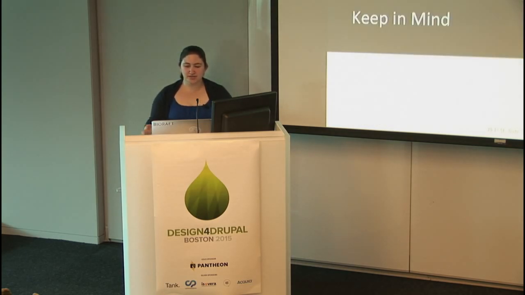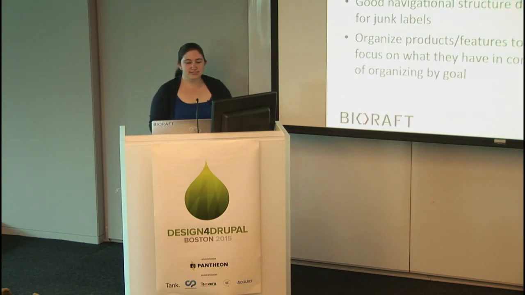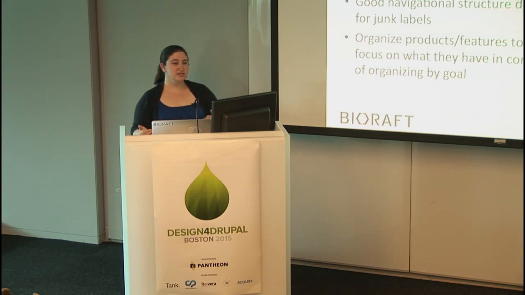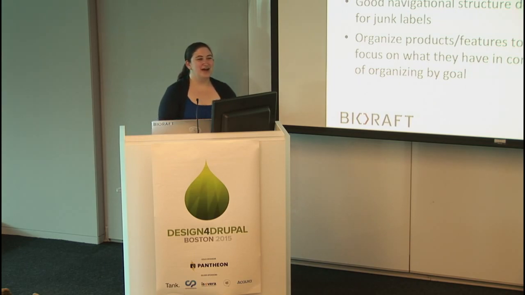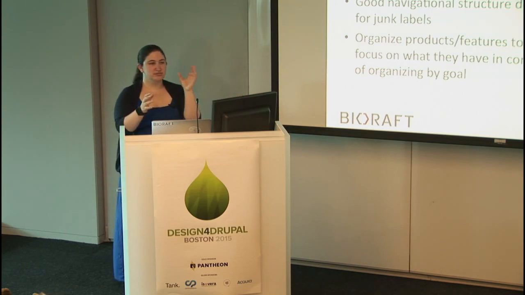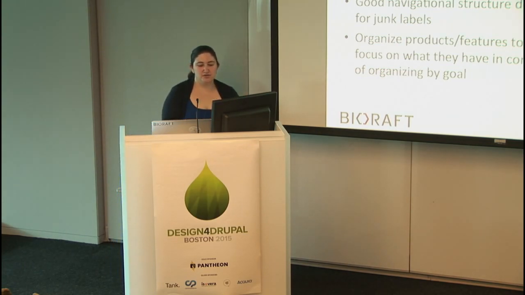And just a few things to keep in mind. When you're organizing your content, users perform better with deep rather than wide navigation, so have fewer top levels but more sub-levels. Good navigational structure doesn't make up for junk labels. People need to figure out what that thing is that is in your labels, your menus, etc. And you should organize products and features together with a focus on what they have in common instead of organizing by goal.